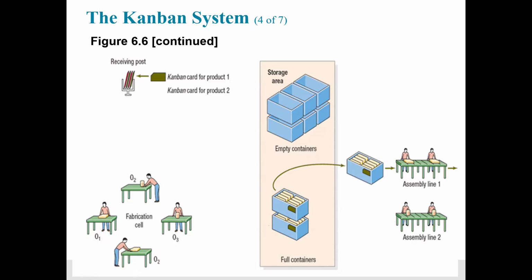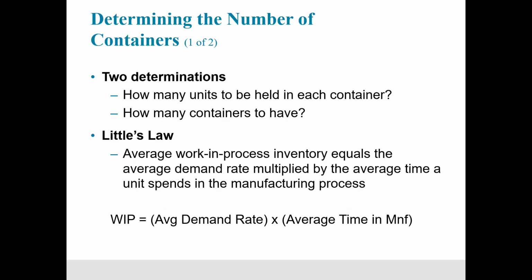Now let's look at an example. This example is going to be looking at how we calculate the work in process inventory. How many parts do you typically have at any given time? The Kanban calculations here are very basic, and they're basically going to be focused on figuring out, for any given workday, how many units we should have in each container, or even how many containers will get us through a workday.